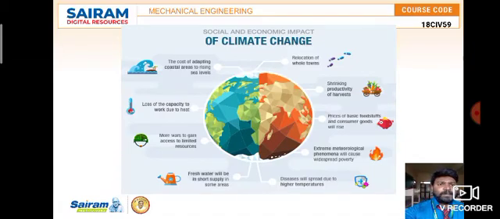So, social and economic impact of climate change. How does it affect social life and economic life? Right? How does it impact? So, relocation of whole towns. This is what you call the social.